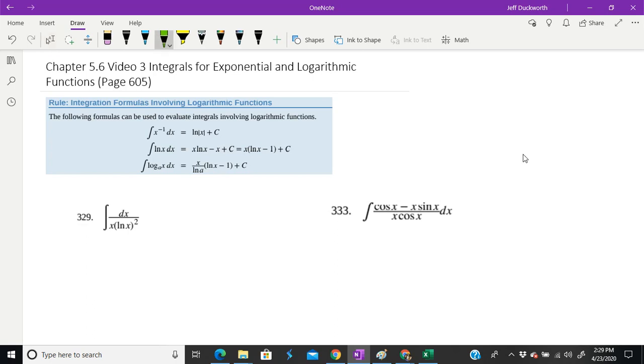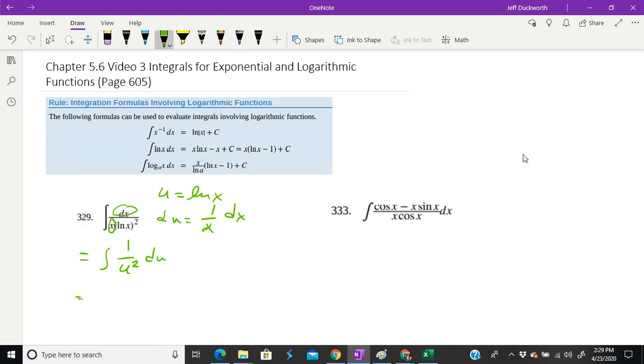So we're going to let u equal ln of x. And we find that du is going to be 1 over x dx. Well, we have a dx, and we have a 1 over x. So this equals the integral of 1 over u squared du. And this, again, is set up with our power rule, and we can evaluate this pretty easily.